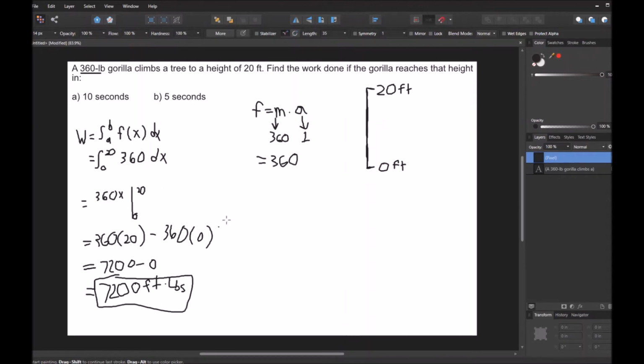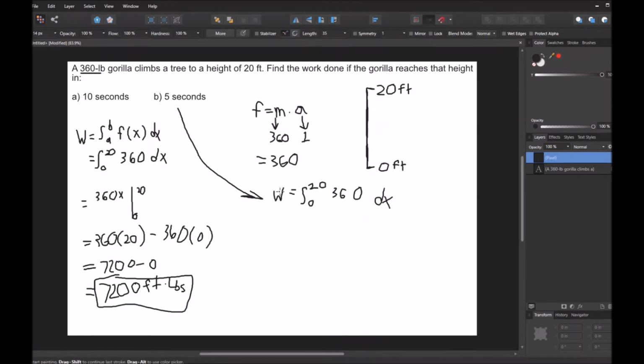7,200 foot-pounds of work. If we do it for 5 seconds, I'm going to go ahead and rewrite the integral down here. So our bounds of integration are still the same. He's still climbing from 0 to 20 feet. So when we write our force equation, we need to realize that this is also the same, because his mass is still 360 pounds, that doesn't change, and his acceleration, it doesn't say that he's accelerating at any point. He's climbing the tree at a constant velocity, meaning his acceleration is again going to be 1. So the force is going to be represented by 360 yet again.